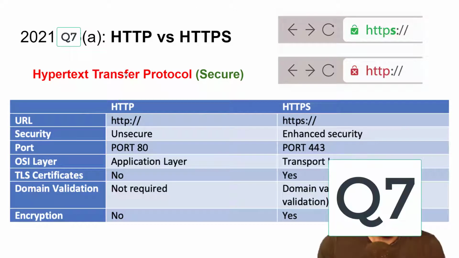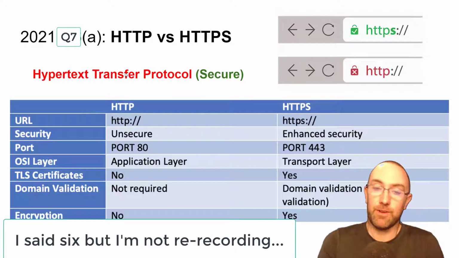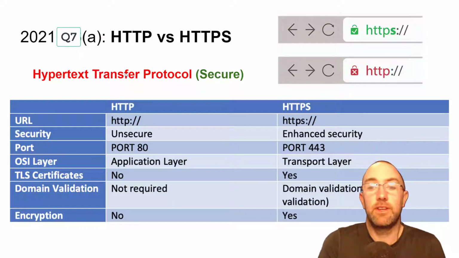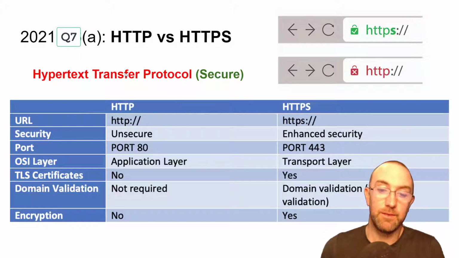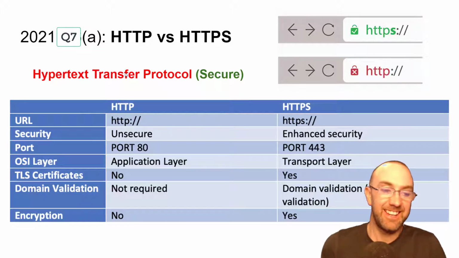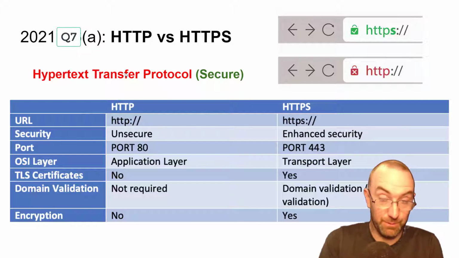2021 question 7. What's the difference between HTTP, Hypertext Transfer Protocol, what the web works on, and the secure version of it, HTTPS? Okay, well, that's one right there. One's got an S in it. I don't know if you can write that down. But basically, one is more secure. It's the one with the word secure in it, if you're wondering.